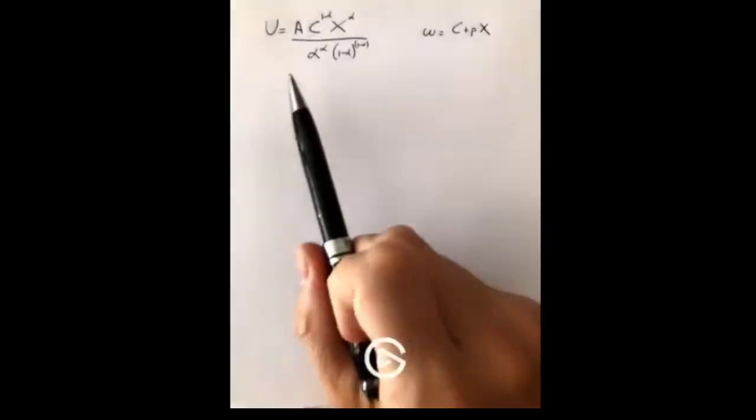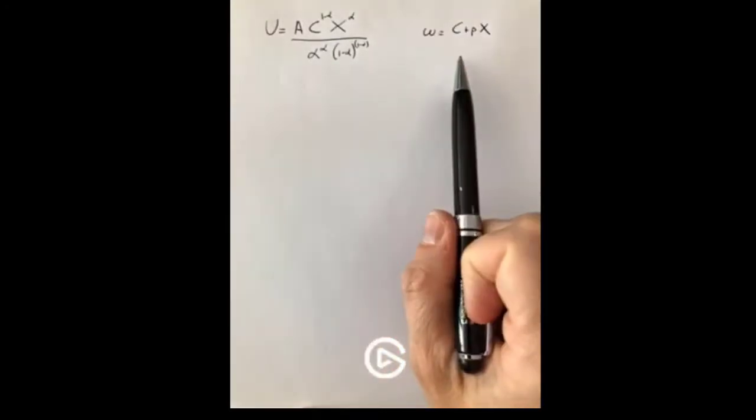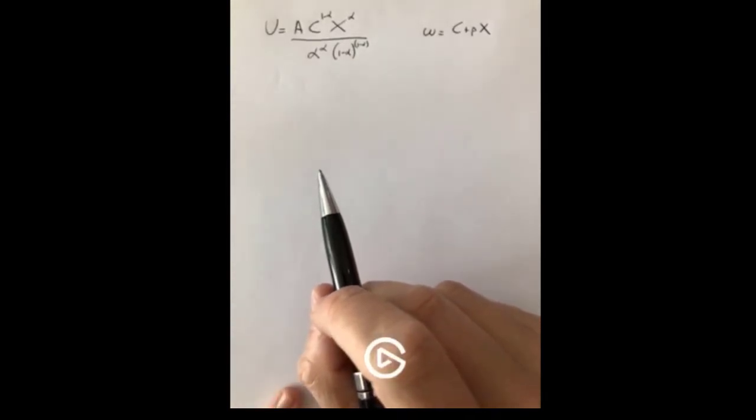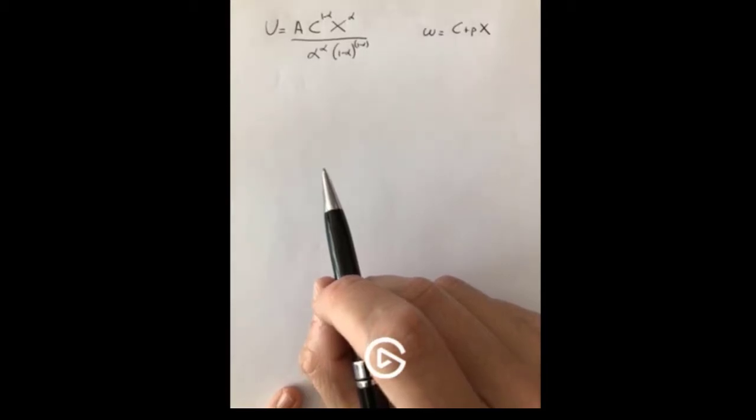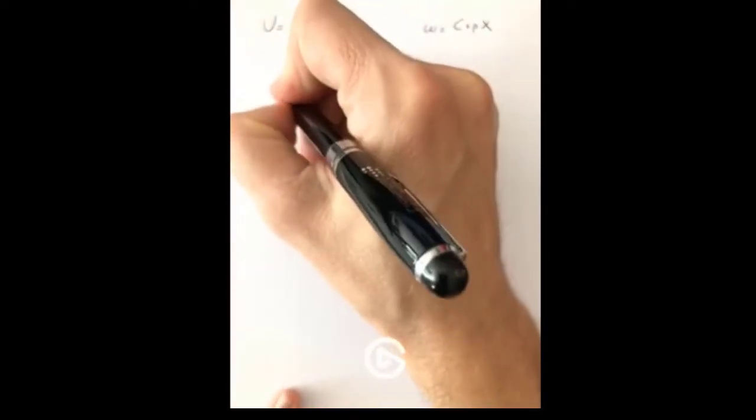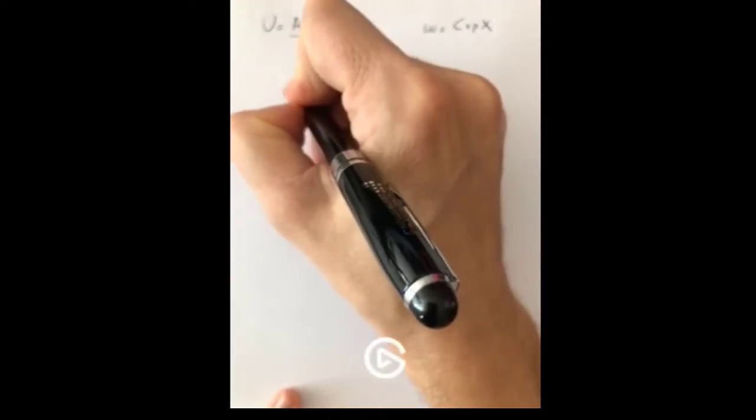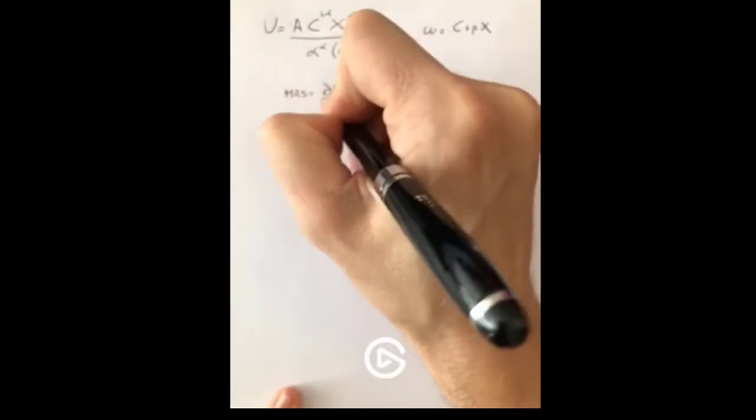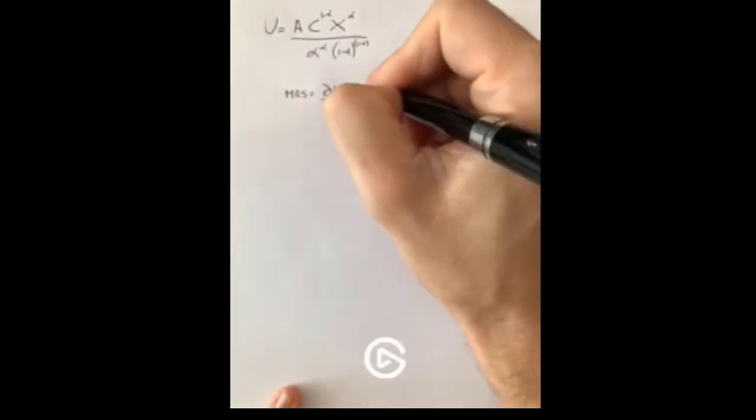Okay, let's go through the consumer utility problem. This is the utility function. This is the income of the consumer. So if you remember the basic process that you do in economics to find the optimal consumption for the consumer, it is to set the marginal rate of substitution, which is the derivative of the utility with respect to C divided by the derivative of the utility with respect to X, equal to the price ratio.